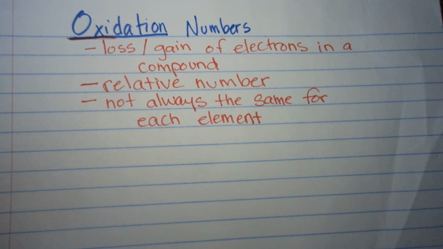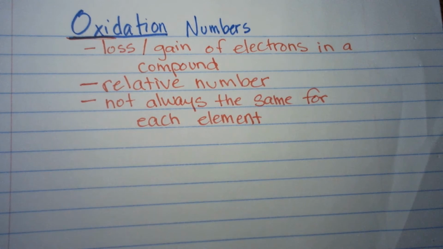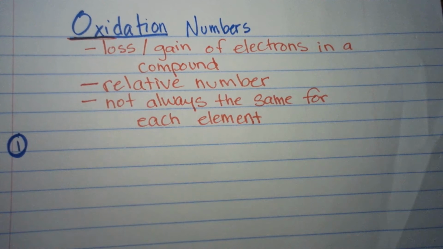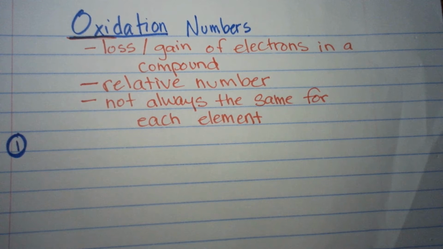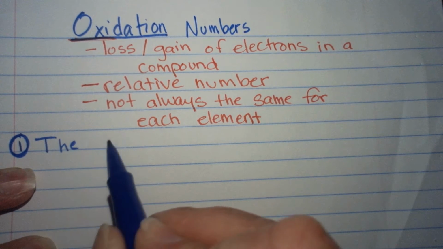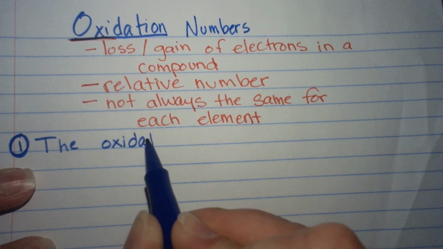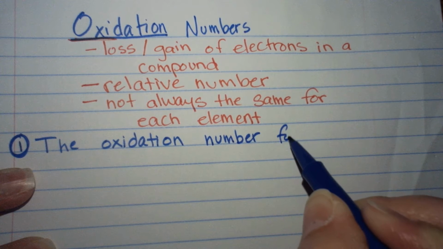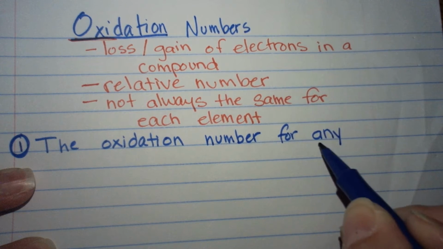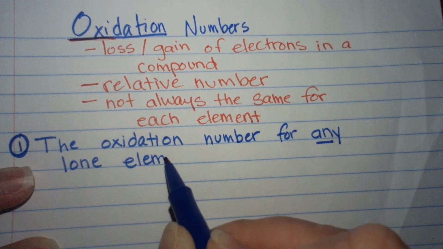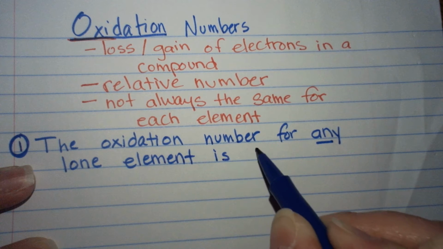Alright, we have 4 rules that we need to write down for oxidation numbers. The first rule is: the oxidation number for any lone element is 0.